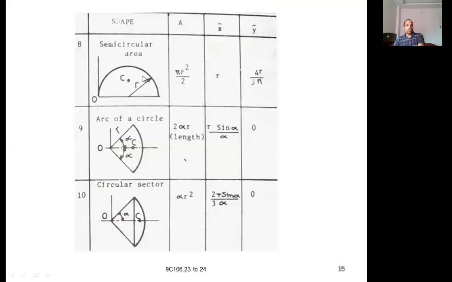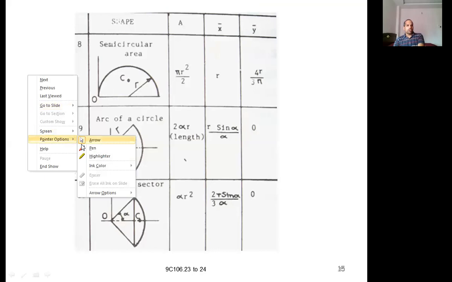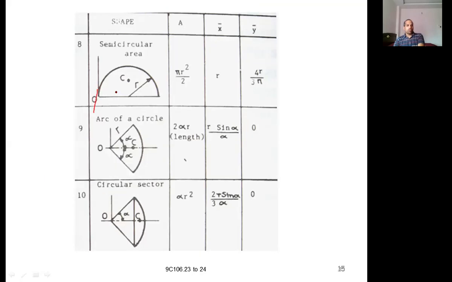Next, semicircular area. This means half of the circle, so it is half of the area. Here is a reference axis for x bar, and this is a reference axis for y bar. From here to here is y bar, and from here to here is x bar. Y bar is equal to 4r by 3 pi.